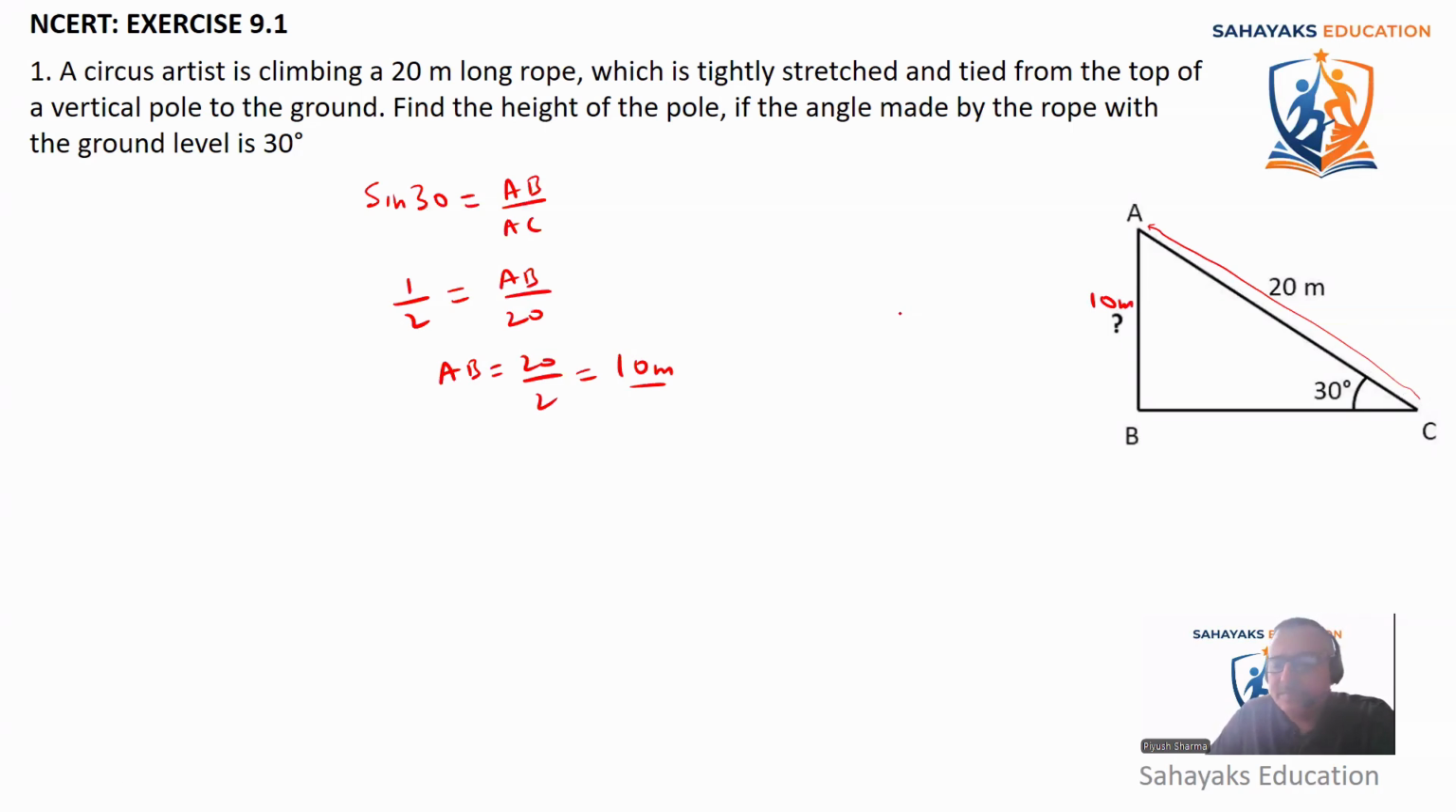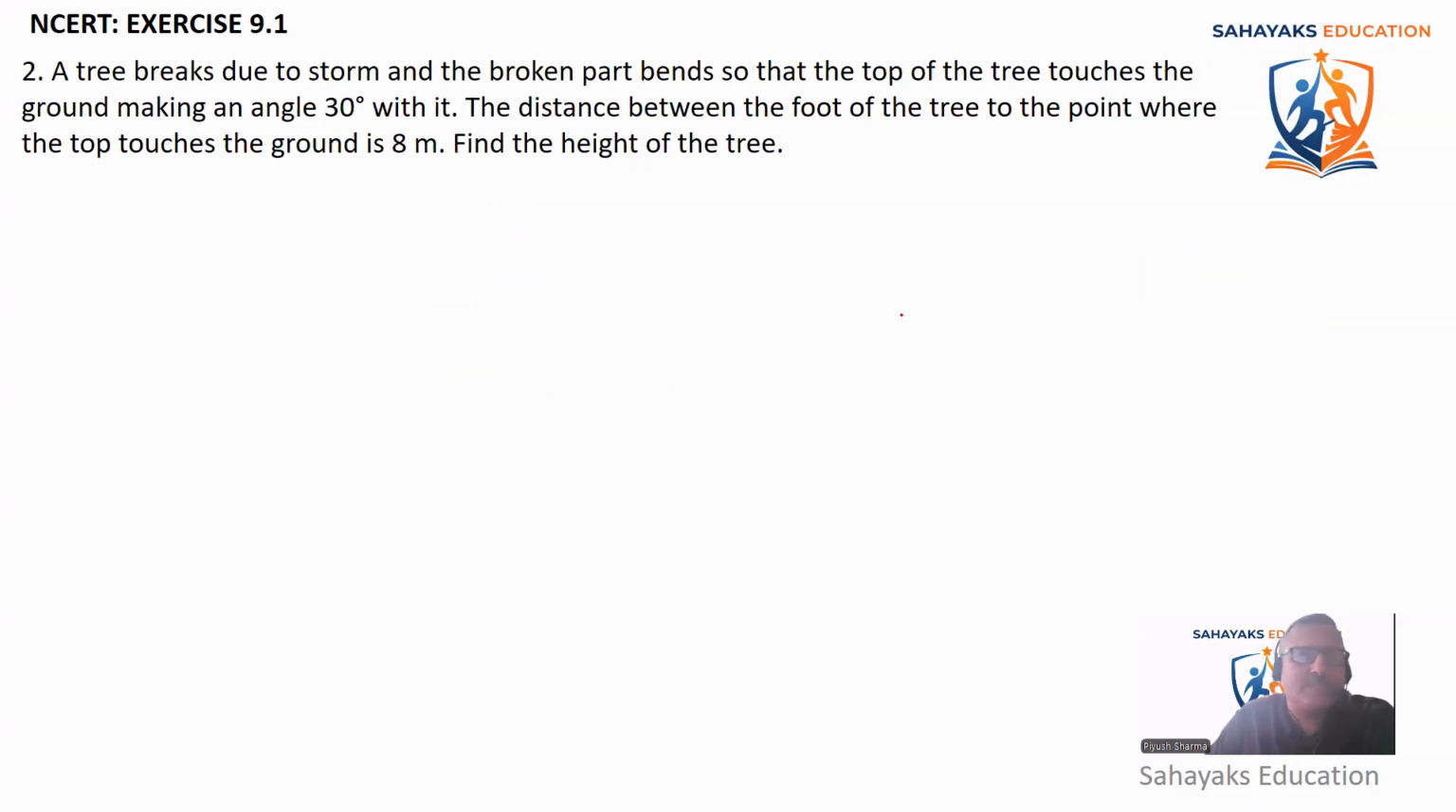So is that clear? So let's come to the next question. A tree breaks during the storm and the broken part bends so that the top of the tree touches the ground, making an angle of 30 degrees with it. The distance between the foot of the tree to the point where the top touches the ground is 8 meters.